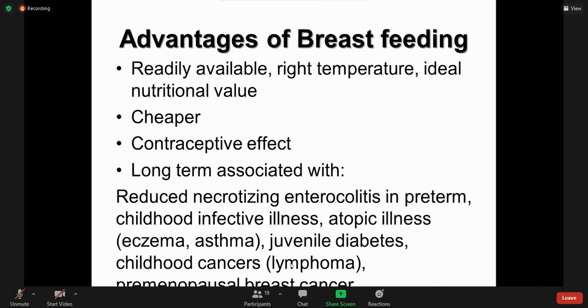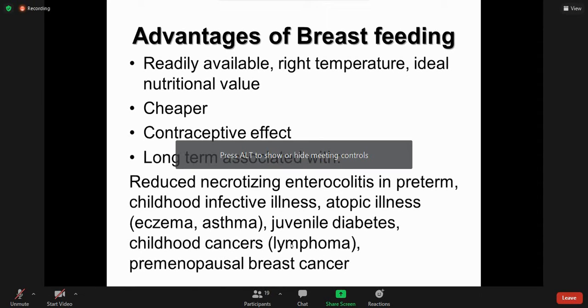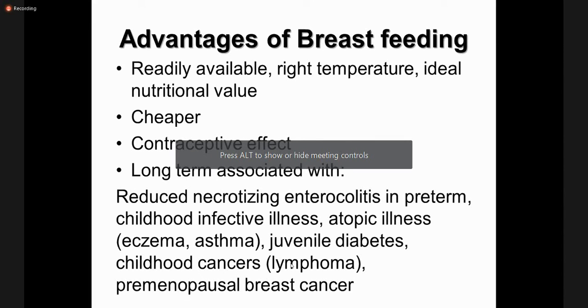Think about the benefits, why breastfeeding is important for the mother and for the baby.